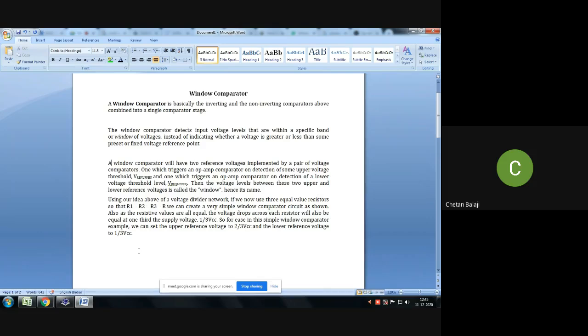I'll just brief you on what a window comparator is. You know what a comparator is. There are two types of comparators, inverting comparator and non-inverting comparator. Overall, the definition of a comparator is to compare. It will compare two signals, that's it. One is a fixed or reference signal, the other is the moving signal which is passing. So it will compare two signals and generate some output. That is called a comparator.